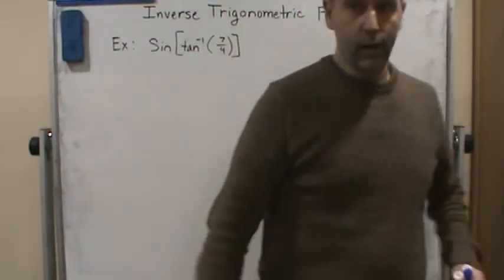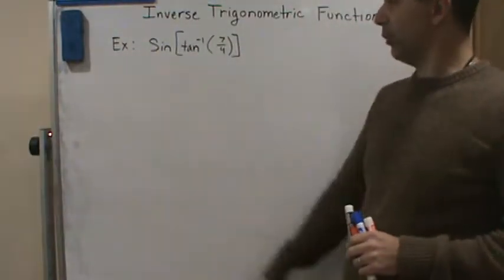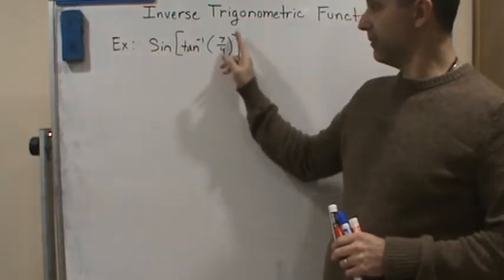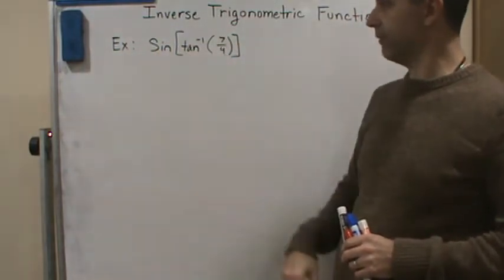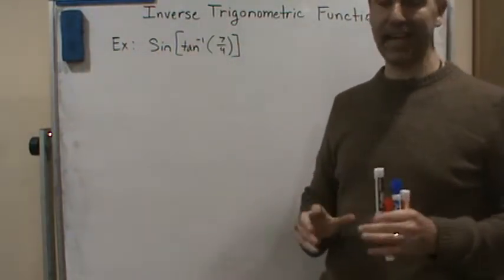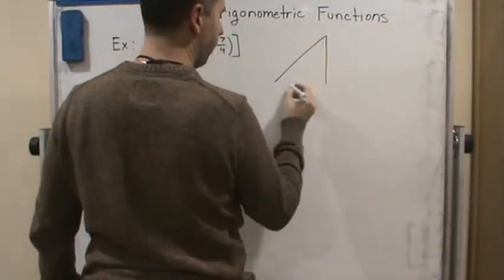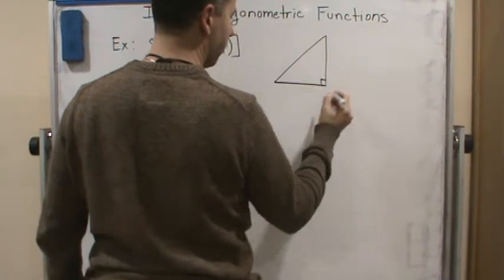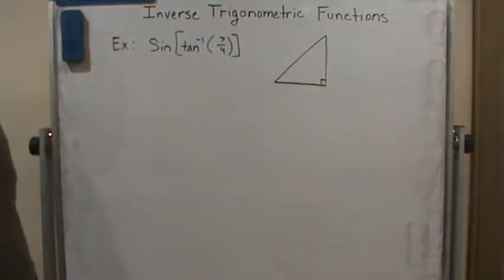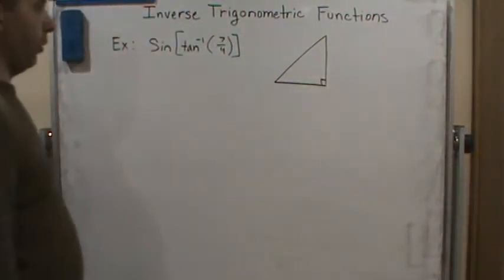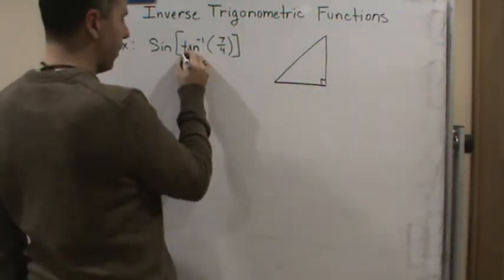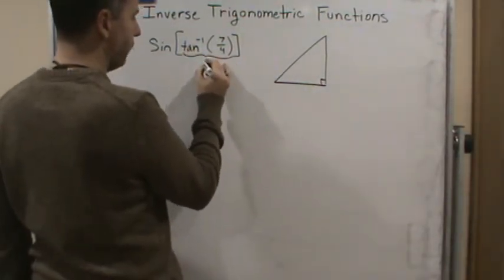Okay, let's do another example. Now what we've got is sine of tangent inverse of 7/4. So now again we're going to find the exact answer, and all I'm going to do is use the Pythagorean theorem, and I'm going to set up my right triangle. So again, this is an angle, right? So I'm going to call this theta, right?